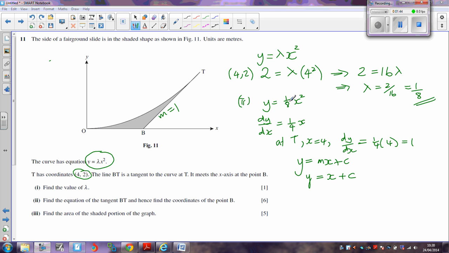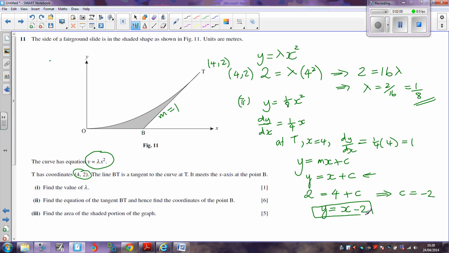Okay, we also know that the tangent goes through this point here, which is (4, 2). And if the tangent goes through the point (4, 2), we can substitute (4, 2) into this equation. Well, y is equal to 2 when x is equal to 4, so that's plus c. And that tells us that c is going to be minus 2, which means that the equation of the tangent is going to be y equals x minus 2. Okay, so there is our tangent.